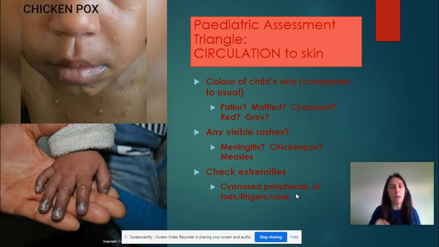Lastly, have a little peep at their extremities, their fingers, their toes. Are they cyanosed? Their lips, end of their nose, ears. Like I said, it can be hypoxia, it can be poor circulation, it can be blood loss, it can be shock. So anytime you see little tiny fingers like that one down there, that's a red flag. That's something that you don't want to be seeing.